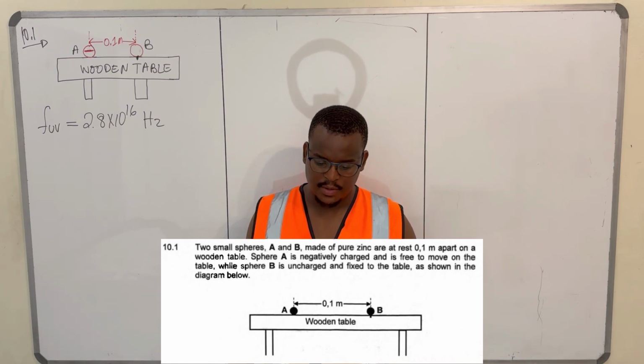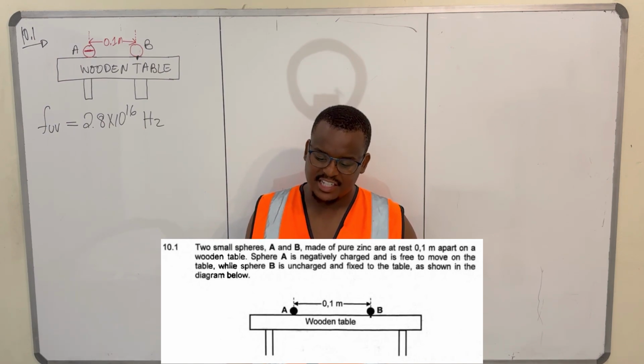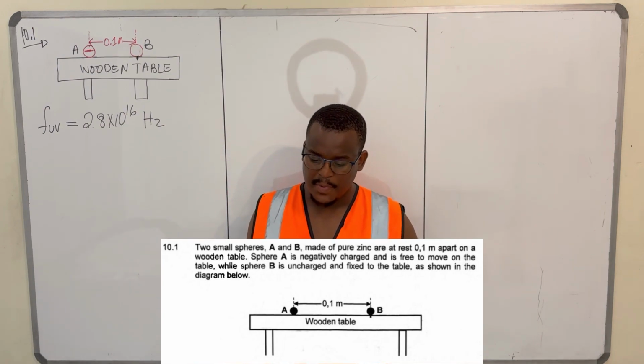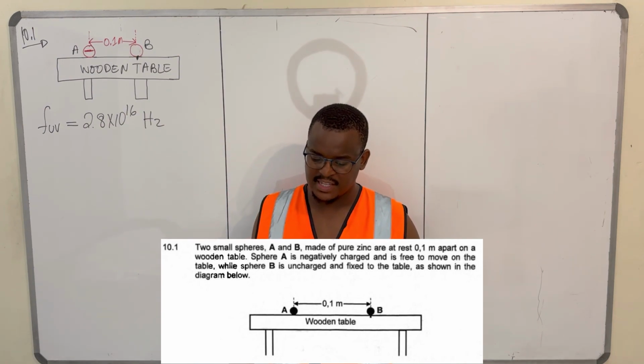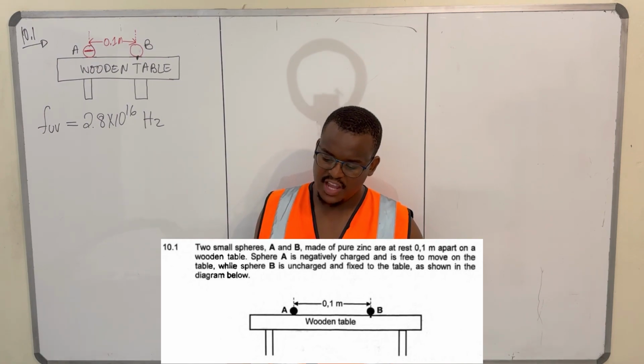Two spheres A and B made of pure zinc are at rest 0.1 meters apart on a wooden table. Sphere A is negatively charged and is free to move around on the table, while sphere B is uncharged and fixed to the table as shown in the diagram.